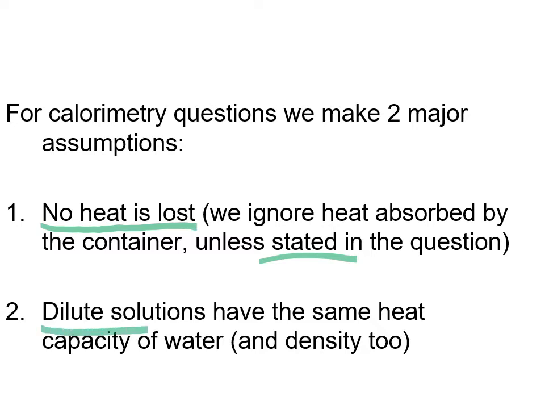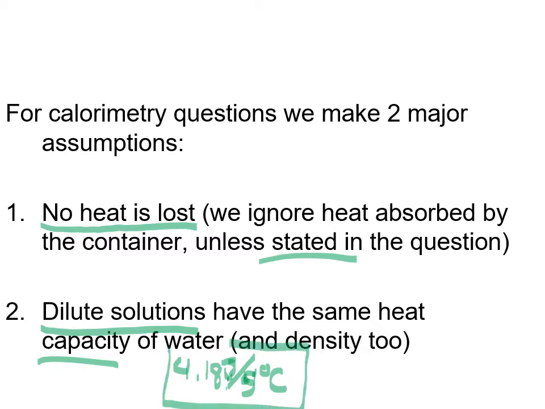And then for dilute solutions, we're going to assume it's got the same heat capacity as water, so that's the 4.18 joules per gram degree Celsius. If we're putting it in joules and grams degree Celsius, that could also be 4.18 kilojoules per kilogram degree Celsius, or you could put it in other units, but for the most part, we're going to stick to using joules, grams, and degrees Celsius.